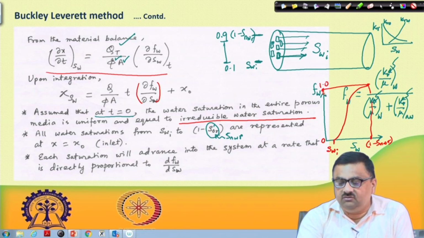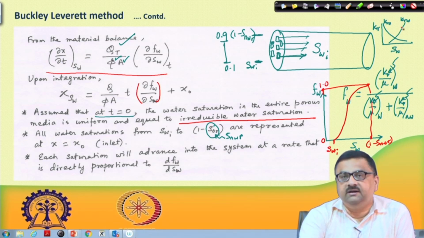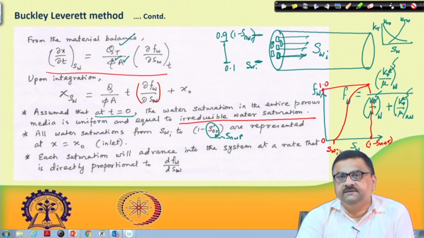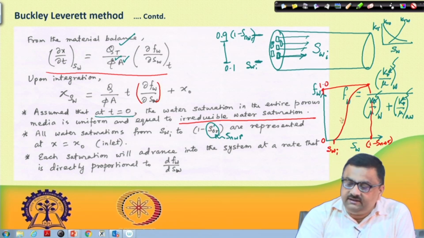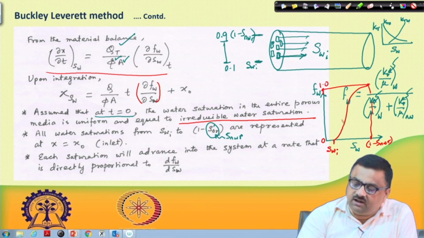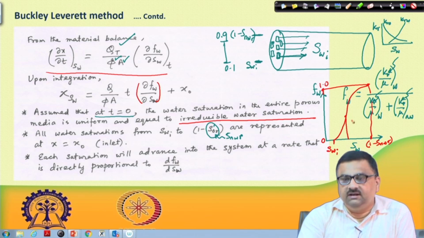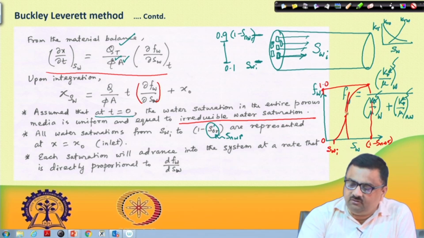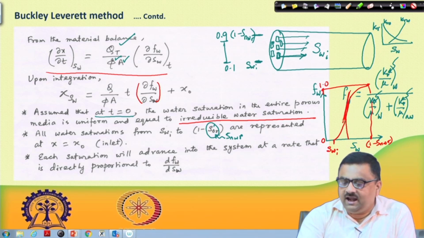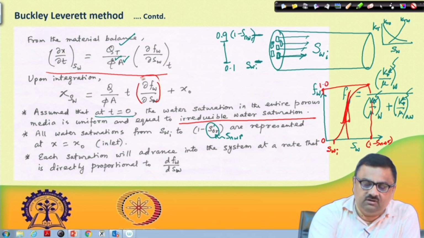FW is between 0 and 1, and if you use these relative permeability curves, these correlations, one can come up with a curve for FW versus SW. And on this curve, at any point, let us say at this SW, I am interested to know what is del FW, del SW. That is very simple. I have to draw a tangent at this point and find the slope of this. So, that gives me this del FW, del SW.